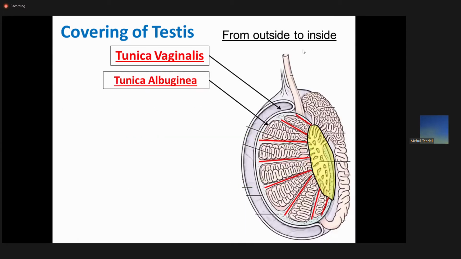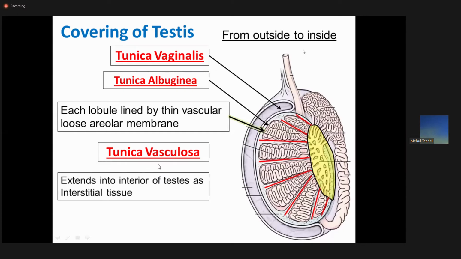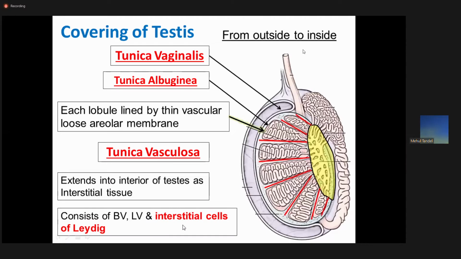Now each lobule is also lined by a thin vascular loose areolar membrane. This membrane is known as the tunica vasculosa. This tunica vasculosa extends inside the lobule, or we can say it is continuous with the loose areolar connective tissue in the interior of the lobule, which contains blood vessels, lymphatic vessels, and interstitial cells of Leydig. So remember, interstitial cells of Leydig lie outside the seminiferous tubule, within the lobule of testis.